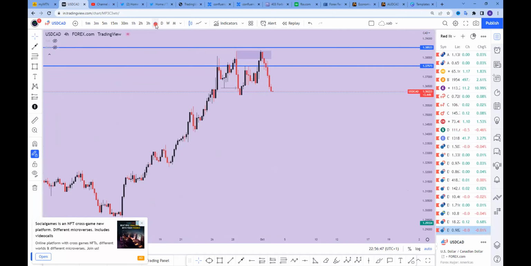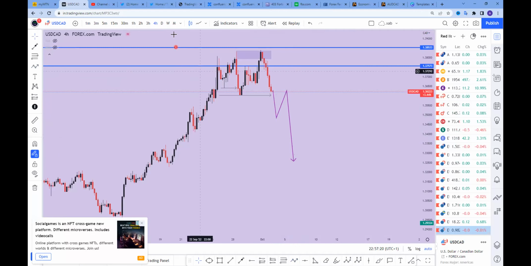So on the 4 hours time frame, if you want to trade USD CAD, let me quickly give you a cheat code for that. You're practically going to wait for price to break structure here. Break structure here. And once it does, you can then wait for a retest and then make your move.